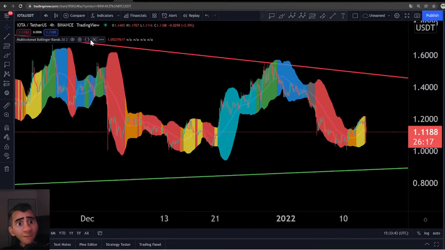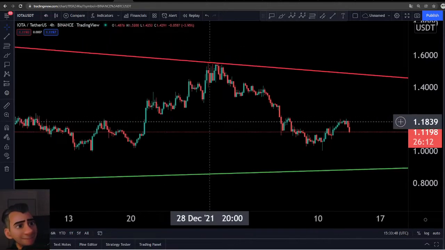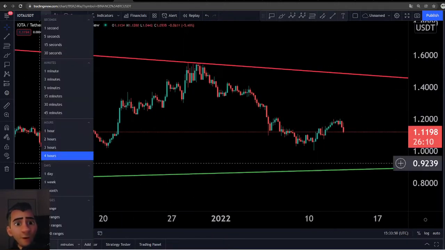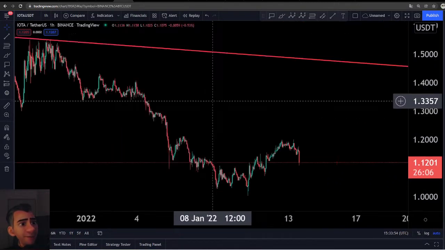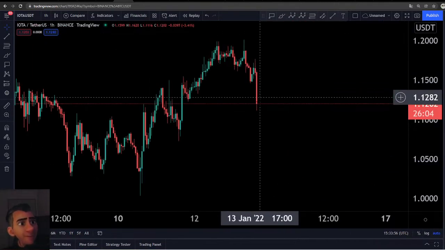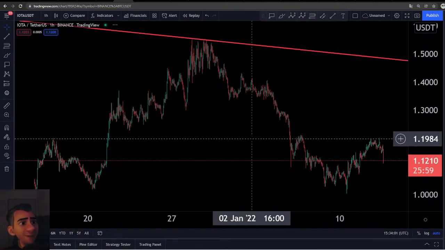Let's remove the Bollinger Band. Let's start now with the next thing I would like to show you, and that's the 1 hour time frame. So, what is going on in the 1 hour time frame? For the moment, a big dump to the downside. Look at this, $1.12 for the moment.